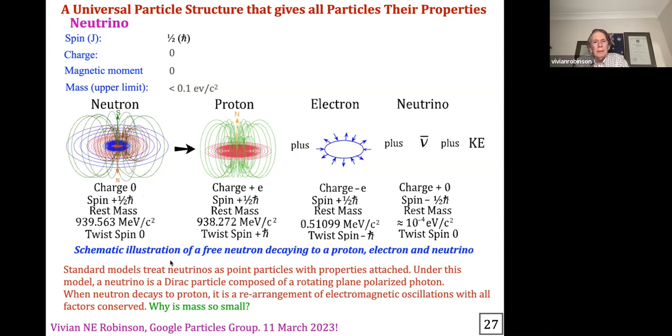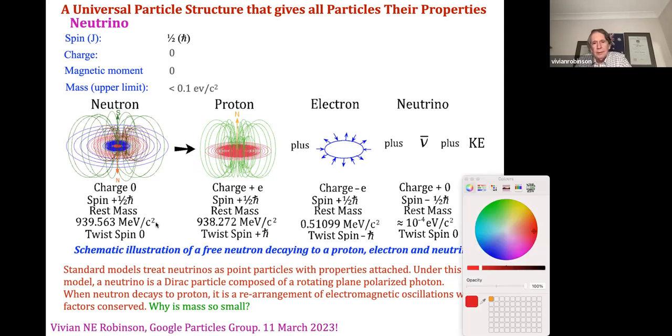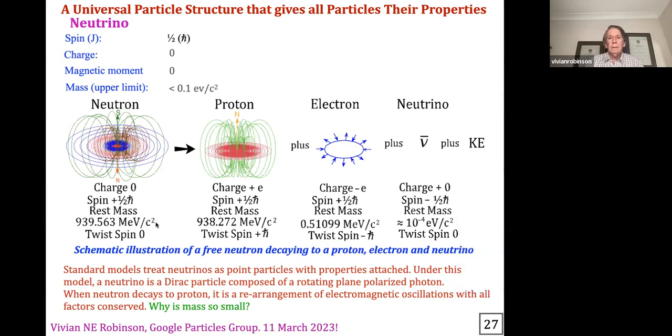The standard model treats neutrinos as point particles with properties attached. Under this model, a neutrino is a Dirac particle composed of rotating plane polarized photons. When neutrons decay to protons, it's just a rearrangement of electromagnetic oscillations with all factors conserved, not like in the standard model. How do quarks and gluons decay to give an electron and a muon when the quarks are supposed to be elementary particles? This one's just straightforward.